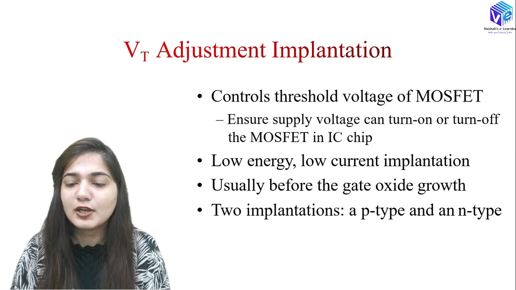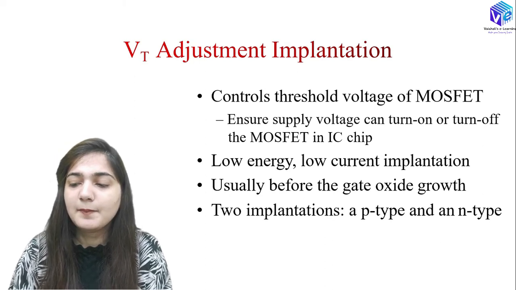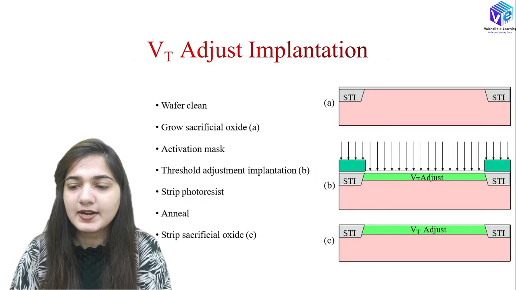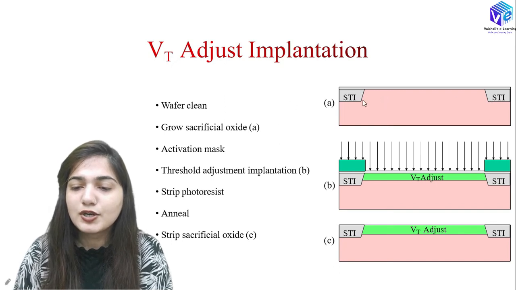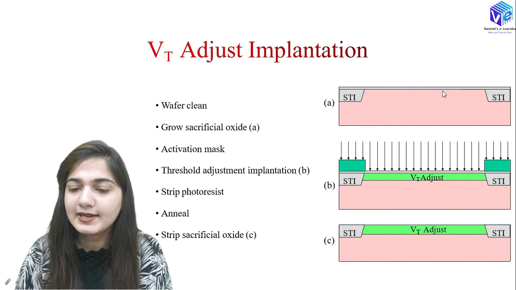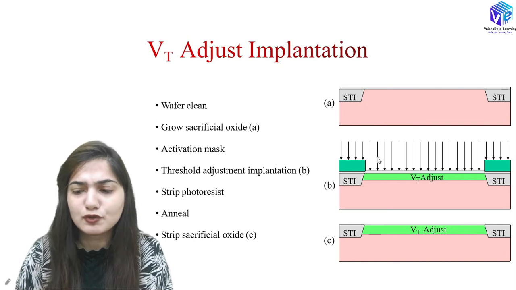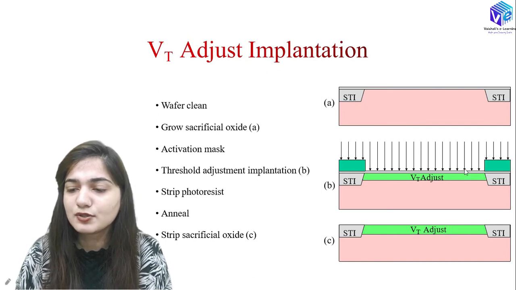So here I will be using the low energy, low current implantation, and it is done usually before the gate oxide growth. Here I will be using the two implantations, P-type as well as N-type implantation. So you can see here, first of all I have made the shallow trench isolation, right? After that we are going to clean the wafer, then we are going to have a very thin sacrificial oxide layer growth. After that we will be having the activation mask. With the help of the photolithography process, I will be making a mask over here. This is the photoresist over here.